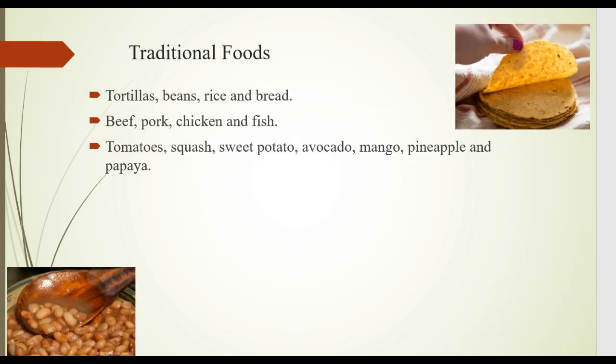So in Mexican cuisine, there is a blend of Spaniard and indigenous influences, and in Mexican dishes, it is very common to find complex carbohydrates. Some of those complex carbohydrates that are actually staples of the Mexican cuisine are tortillas, beans, rice, and bread. Meats like beef, pork, chicken, and fish are very traditional to Mexican cuisine. And some of the most common fruits and vegetables that are consumed are tomatoes, squash, sweet potato, avocado, mango, pineapple, and papaya.